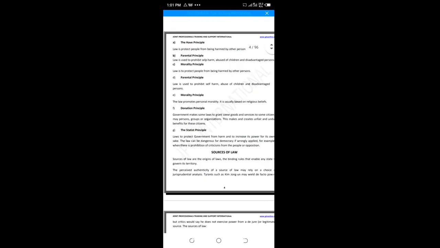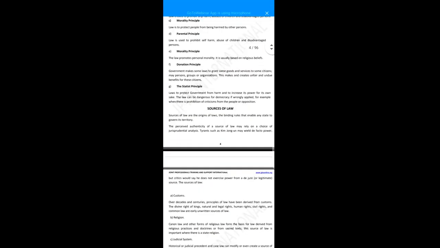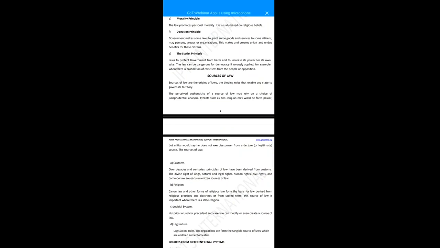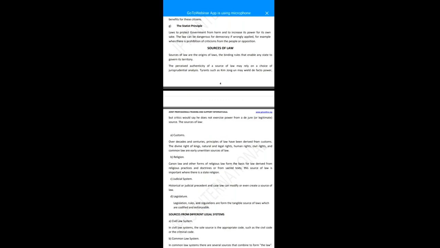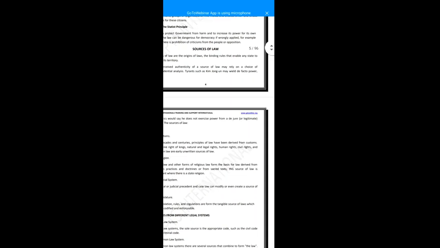I've explained it before, but let me just go through it again. Now, there are different types or sources of law. We have the custom, we have the religion, we have the judicial system, we have the legislature. The sources of law are the origins of law, where laws are derived from. Now, there are binding rules that enable any state to govern its territory. So there are different forms or types of sources of law.